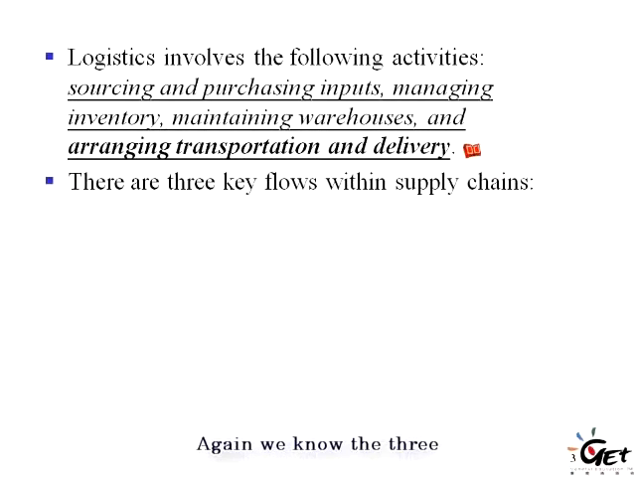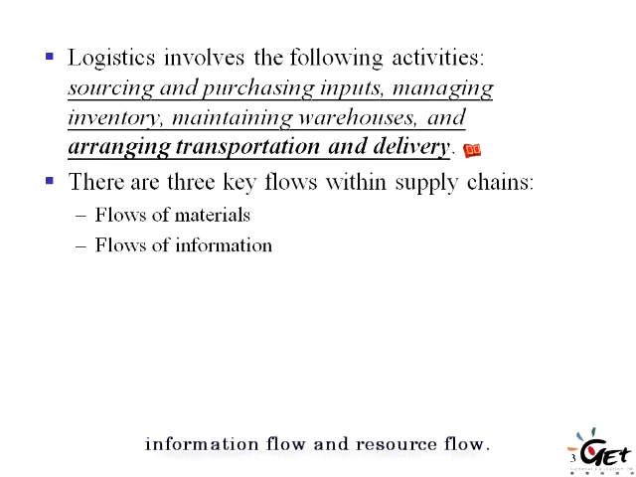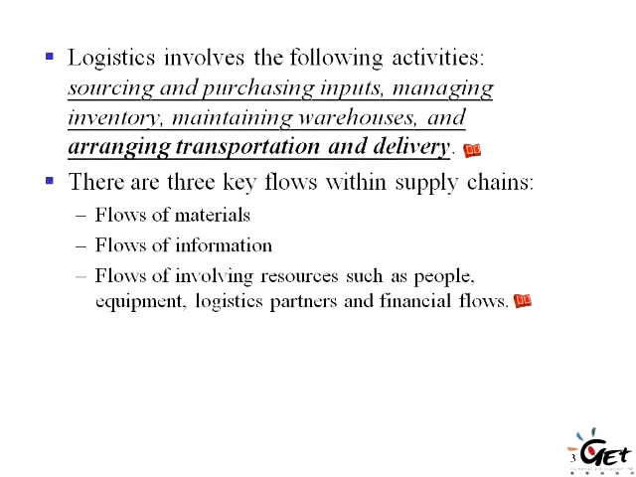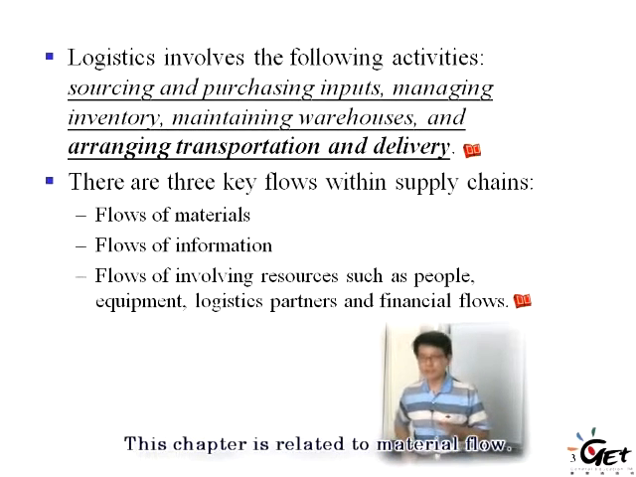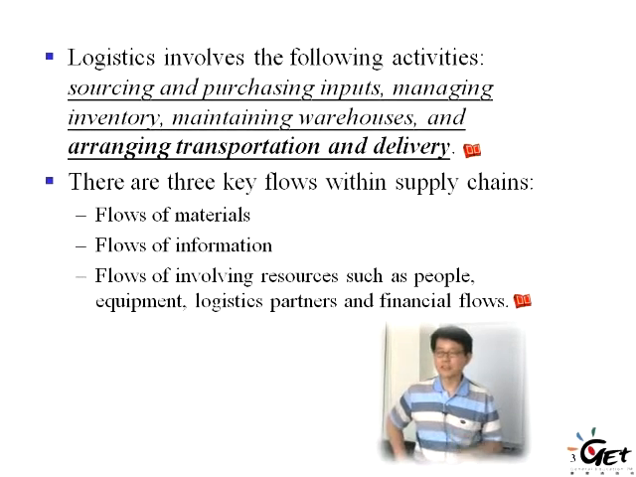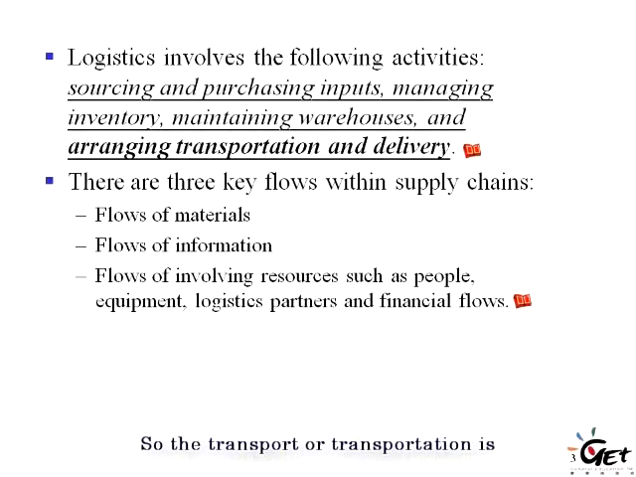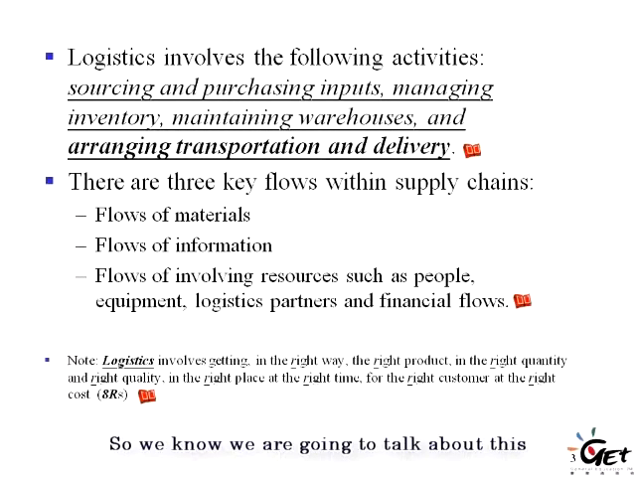Again, we know there are three key flows along the supply chain: material flow, information flow, and resources flow. And this chapter, this unit, is related to the materials flow. So transport is related to the physical movement of products or of materials. So now we know we're going to talk about this logistic activity today.